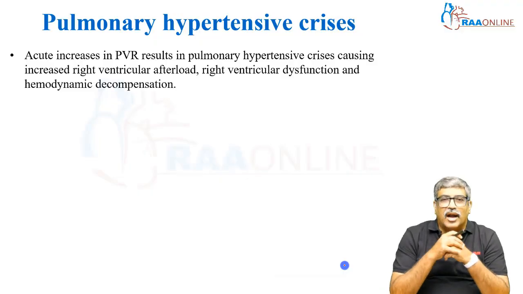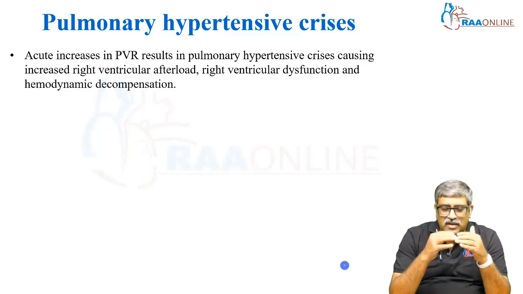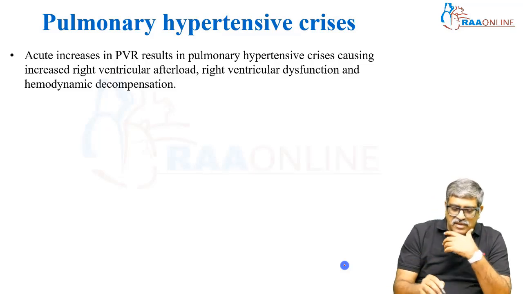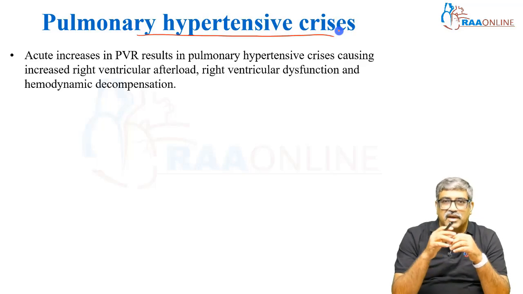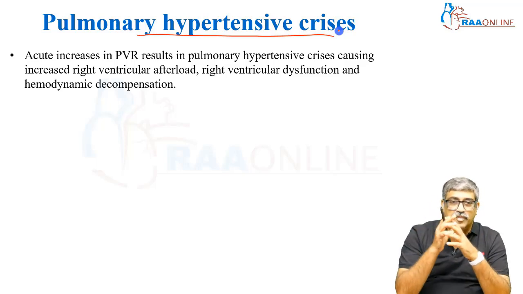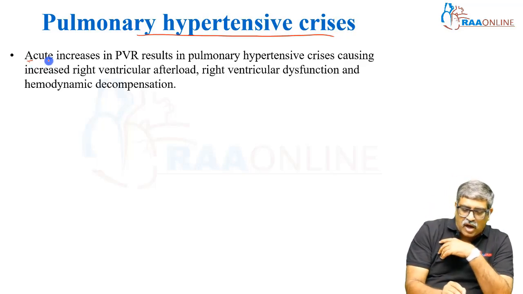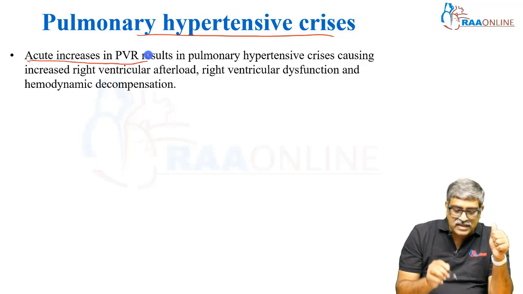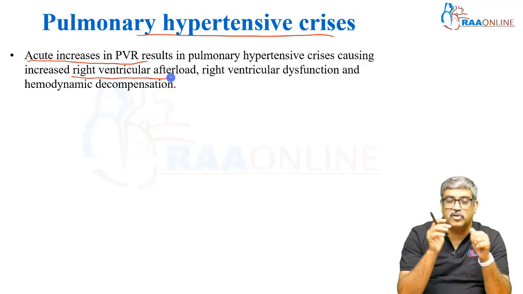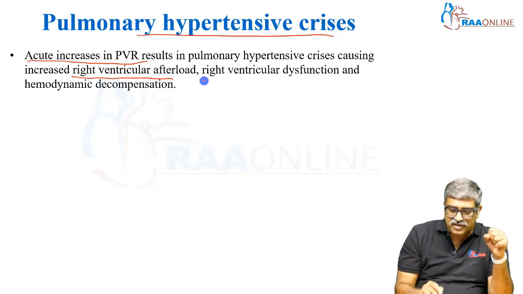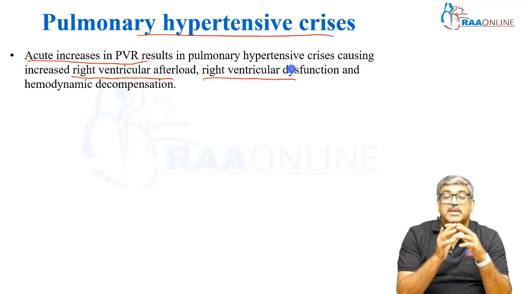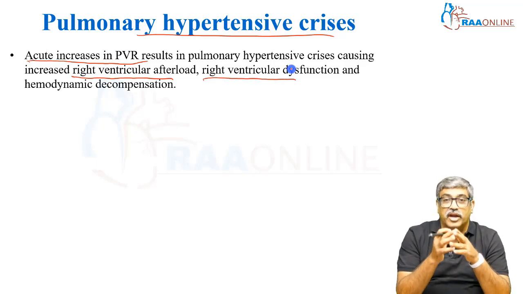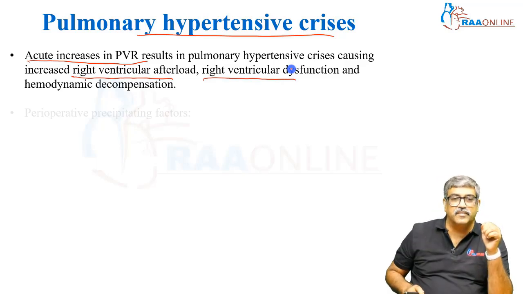Now coming to another important problem which you can face while weaning the child from cardiopulmonary bypass, that is pulmonary hypertensive crisis. Here there is a crisis with pulmonary hypertension. There is acute increase in pulmonary vascular resistance which increases the right ventricular afterload, and right ventricular dysfunction will happen, and there will be significant hemodynamic decompensation.